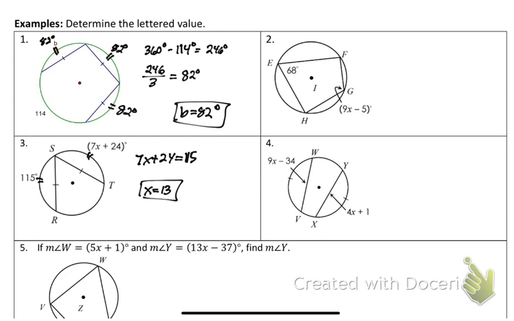Number 4. What equation am I writing for number 4? 4x plus 1 equals 9x minus 34. What allows me to write that they're equal to each other? Because the arcs are equal, which means the chords are also equal. Absolutely, great explanation. If the arcs are congruent, then the chords are also congruent. So we have 4x plus 1 equals 9x minus 32. Take a second and go ahead and solve it.